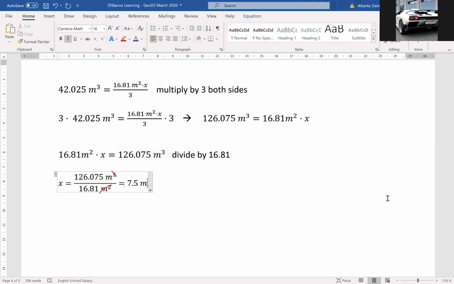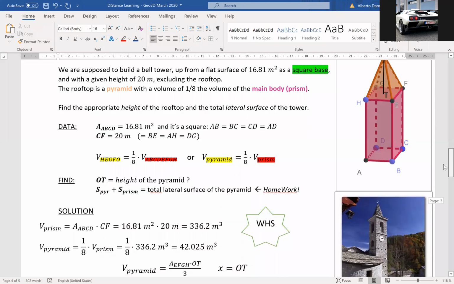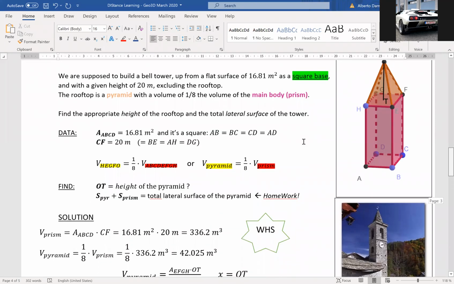Okay, and we have reached the solution to the first part of the problem. So the answer to the first part is that the height of the pyramid is 7.5 meters. I'll stop here, guys. I'll let you work as homework on the calculation of the lateral surface of the whole bell tower, which is the lateral surface of the prism plus the lateral surface of the pyramid.